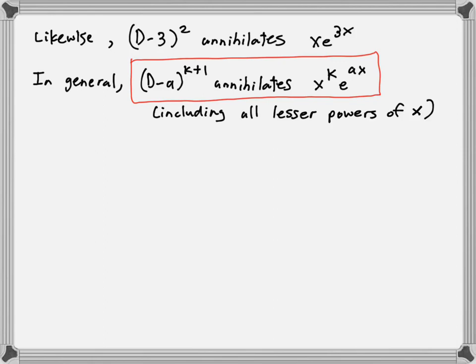For example, just to throw in a quick example, if you had x to the 7th e to the 4x, then this function has annihilator (D minus 4) to the 8th power, right? All we're doing is using that formula up there.